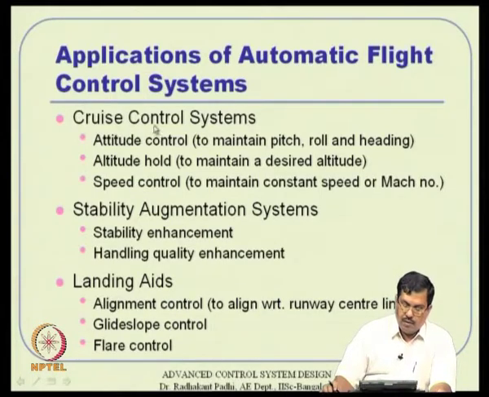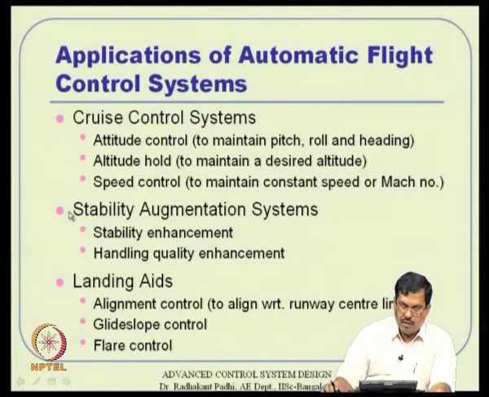Alright, so the next level is what is called stability augmentation system. This cruise control system will fall under a variety of other things also. This is just one thing: altitude hold, attitude hold, speed control hold, all that. The other thing is what is called stability augmentation system.